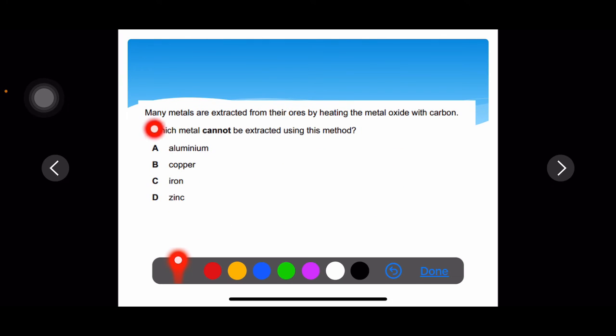Next question is, many metals are extracted from their ores by heating the metal oxide with carbon. Which metal cannot be extracted by using this method? Options are aluminium, copper, iron, zinc. Any metal which is above carbon in the reactivity series cannot be extracted by using carbon. Only the metals which are less reactive than carbon can be extracted by using carbon.